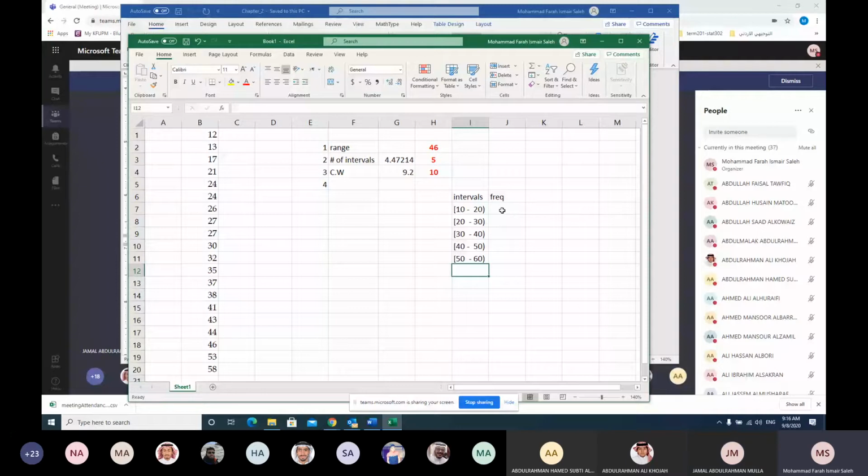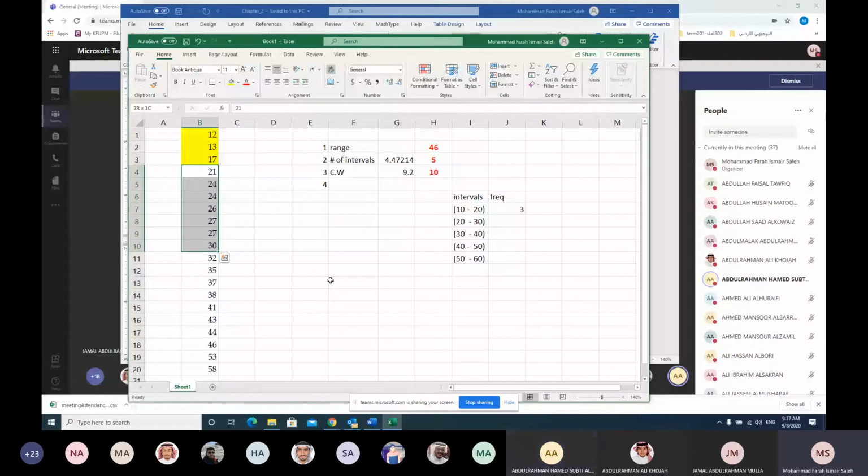Now count how many values are in the first class. 3. These are 3, so just type 3. How many values in this class? Count. 21 in the second. 6. You just count. 21, 22, 24, 24, 26, 27, 27.